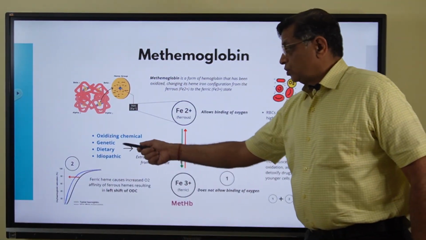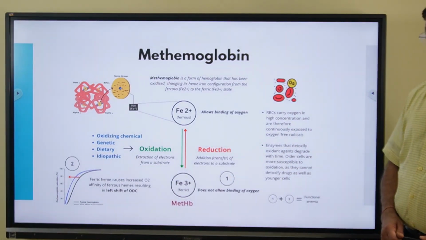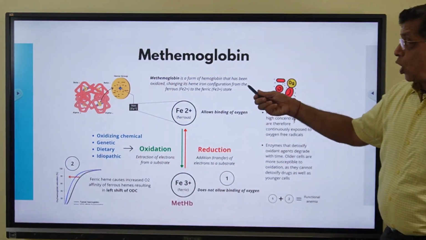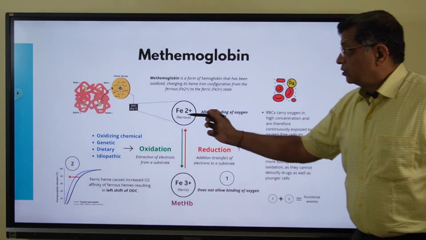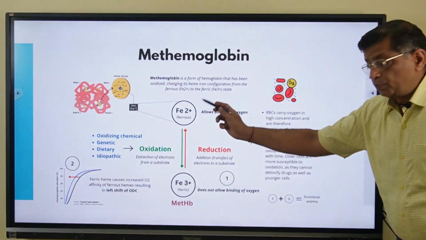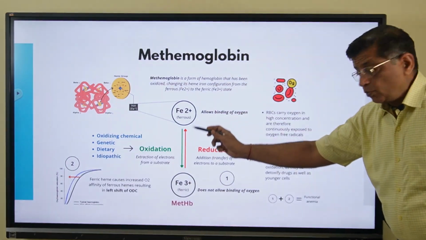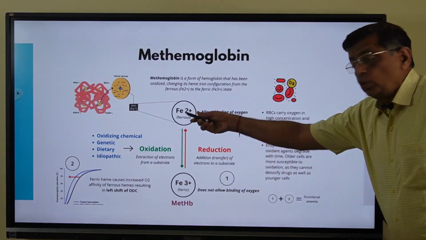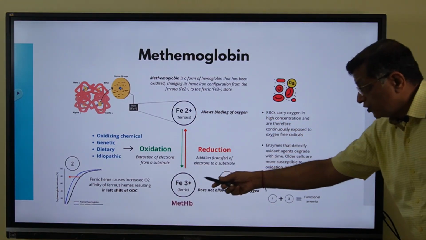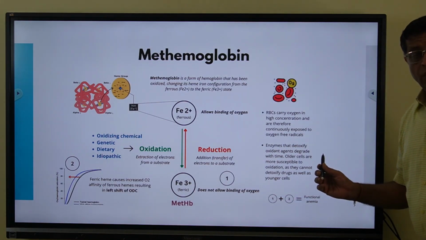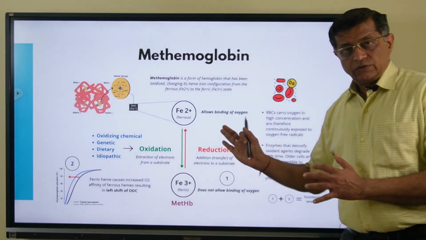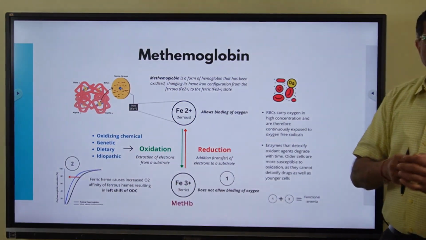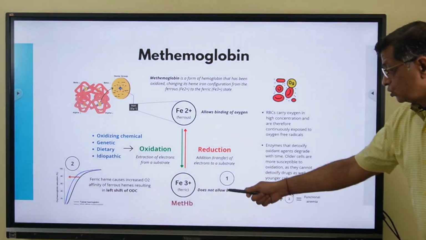Another abnormal hemoglobin is methemoglobin. This could be genetic, or there could be dietary problems, some oxidizing chemical problems, or sometimes idiopathic. Methemoglobin is a hemoglobin that has been oxidized. So normally in hemoglobin, the iron is present in the ferrous form, that is 2+, and it gets converted to 3+ in methemoglobin. So Fe2+ allows the binding of oxygen, while Fe3+ does not allow the binding of oxygen. So it does not have affinity for oxygen. The hemoglobin normally should have affinity for oxygen. Only then the oxygen will get into hemoglobin and it will get saturated. So it does not allow the binding of oxygen.